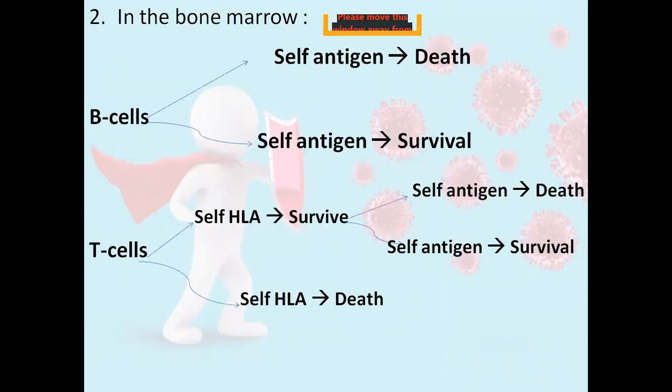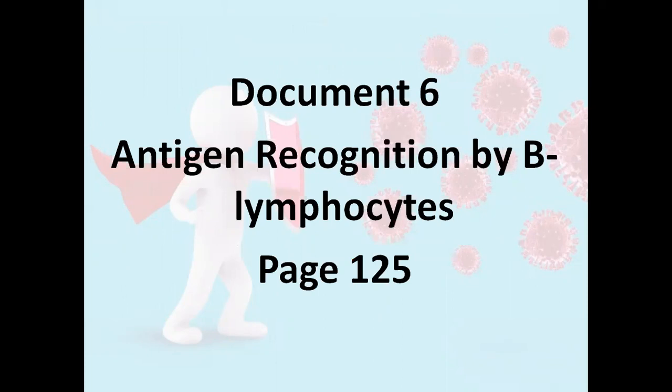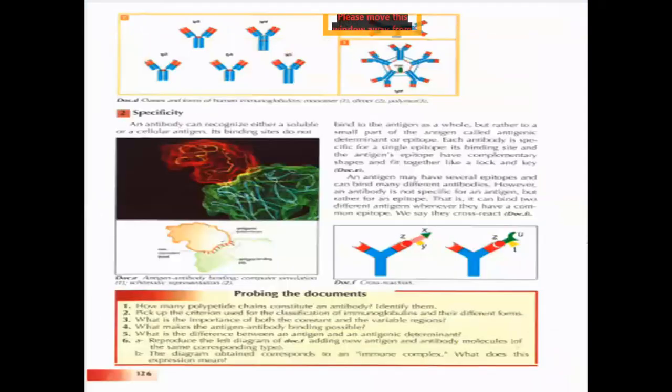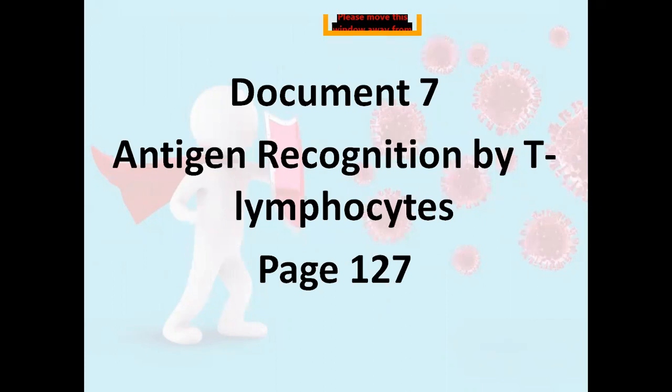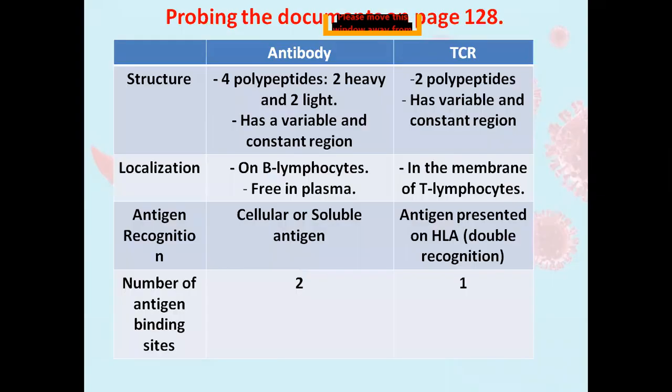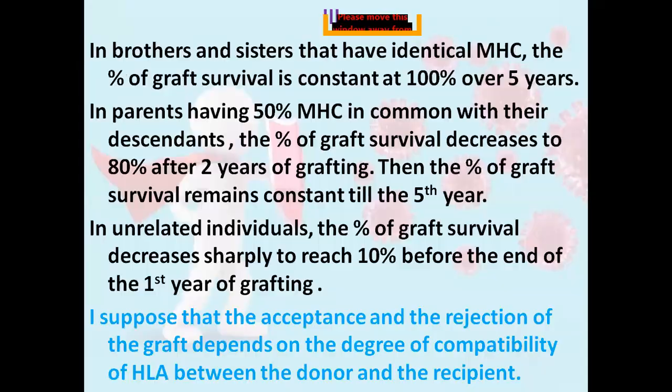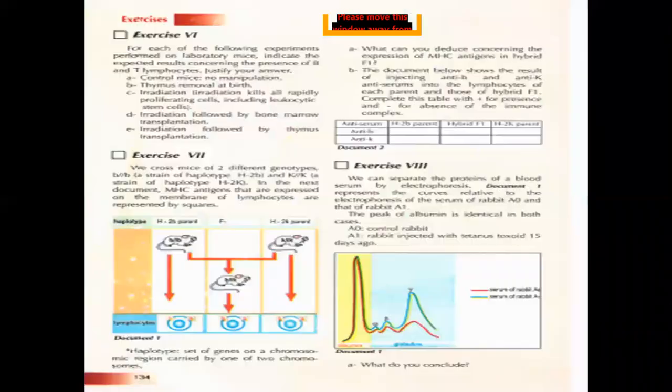This is part 2, the figure that we have to draw regarding the bone marrow and its function and recognition. Next time, we're going to start with document 6, antigen recognition by B lymphocytes. And we're going to move to document 7, antigen recognition by the T lymphocytes as well. And then we can move to the exercises of the chapter.